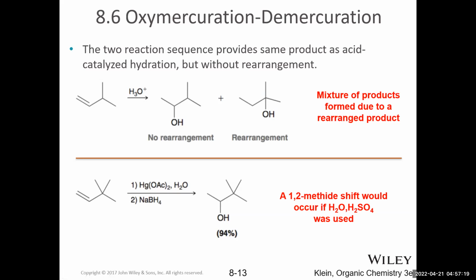Of course, if we were dealing with a substrate where we don't have to worry about rearrangement, it would be better to use acid catalyzed hydration because that's a much cheaper reaction, only having to use acid as the reagent. We don't want to have to use mercuric acetate and sodium borohydride. Those reagents are much more expensive. However, if we're dealing with a substrate such as these two, where we would have to be concerned with rearrangement, we would want to use this reaction, even though the reagents are more expensive, in order to avoid getting a mixture of products.